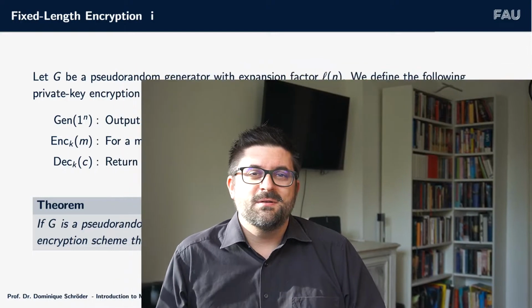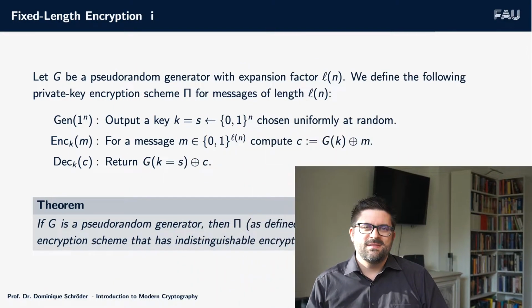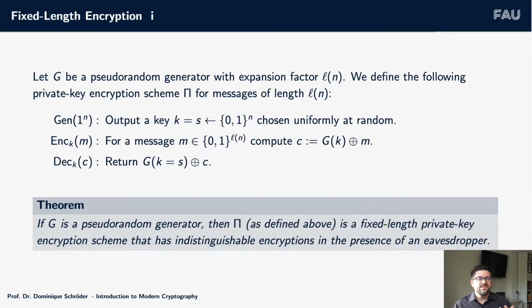So this is the following construction that we're focusing on in this episode. We are interested in the construction of a private key encryption scheme based on any pseudorandom number generator. So how does this construction work? Well, it essentially mimics the properties of the one-time pad in the sense that we are masking the message with the output of a PRG.